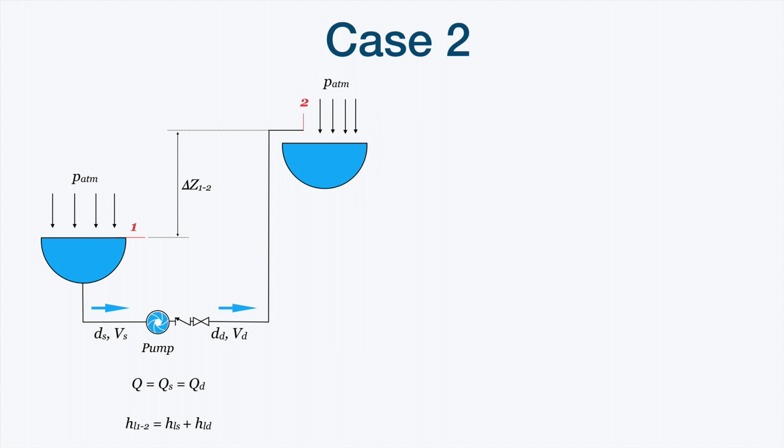Here we have the same. The pipes are in series, so we have the same flow rate for every one of these pipes, I mean the suction pipe and the discharge pipe. And the head losses between section 1 and section 2 are, of course, the sum of the head losses of every one of these pipes, I mean the suction and discharge sections.